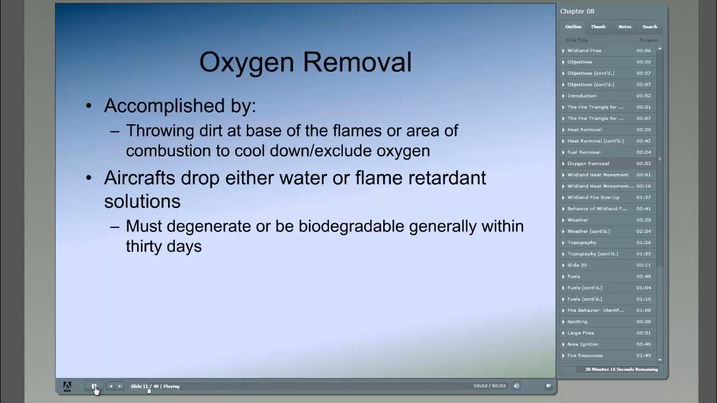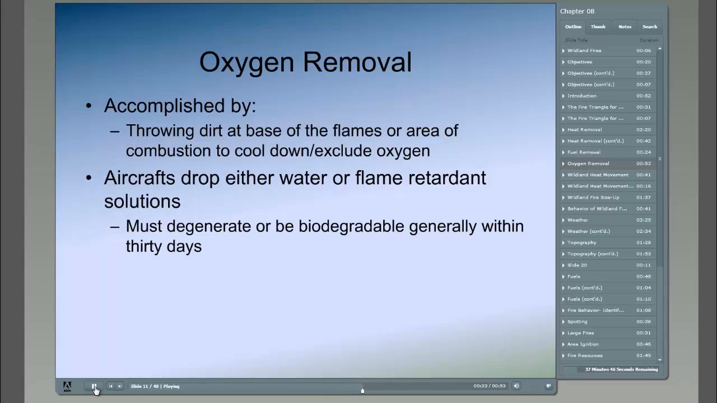Oxygen can be removed or excluded from the fuel on a wildland fire by throwing dirt directly at the base of the flames or in the area of combustion to cool it down and exclude the oxygen from the fire. This action is followed by other extinguishing actions to ensure that the fire is completely out and cannot spread to any unburnt fuel. If limited water is available, this method reduces the total amount of water needed, but generally the penetrating ability of water is needed to extinguish any deep-seated fire.